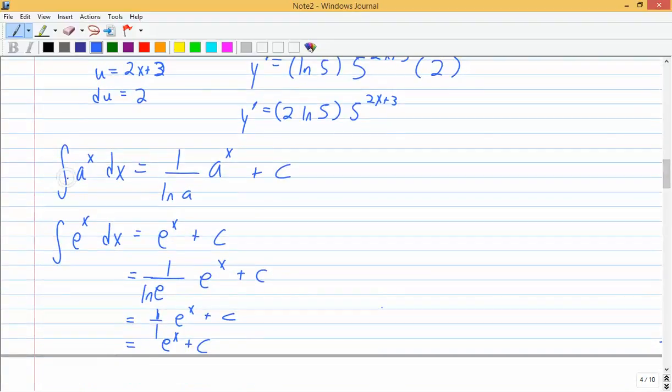Integral. So the integral of a to the u, as long as you have your du, is 1 over natural log of a, times a to the u, plus c.